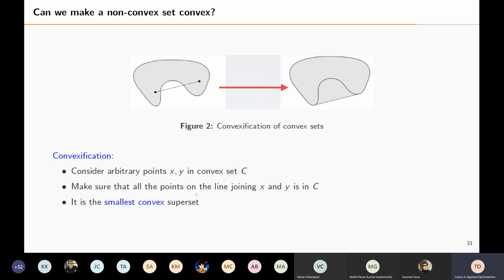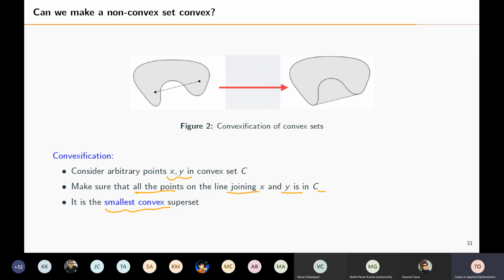Consider arbitrary points, take arbitrary points x and y in the convex set, and make sure that all the points on the line joining x and y are in C, and it is the smallest convex superset. And if you convexify a set, then it becomes the smallest convex superset.